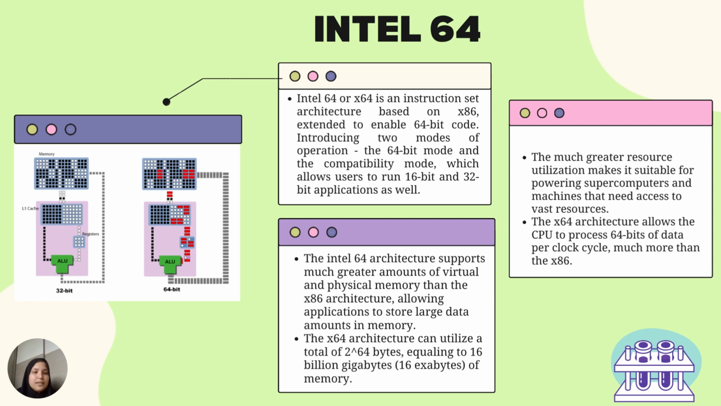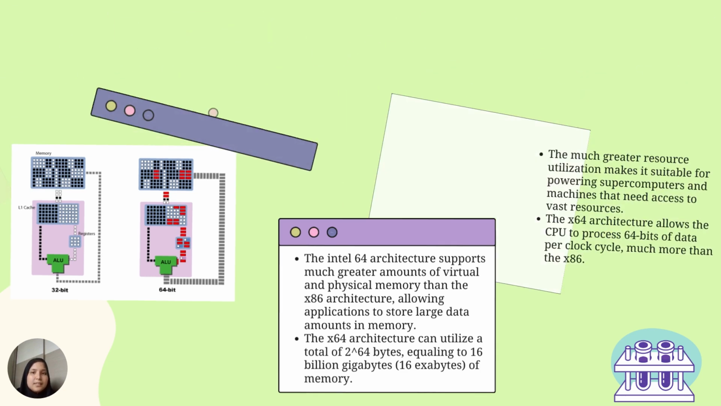The x64 architecture can utilize a total of 2 power of 64 bytes, equalling up to 16 billion gigabytes of memory. The much greater resource utilization makes it suitable for powering supercomputers and machines that need access to vast resources. The x64 architecture allows the CPU to process 64 bits of data per clock cycle, much more than x86.